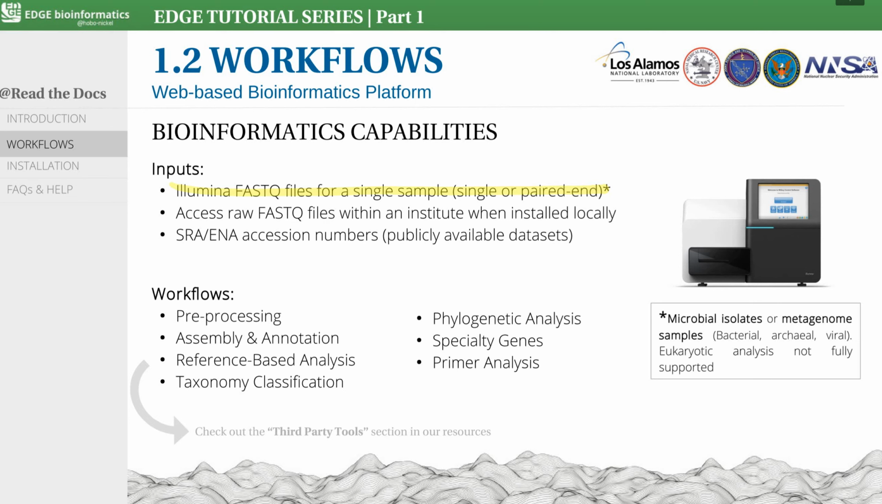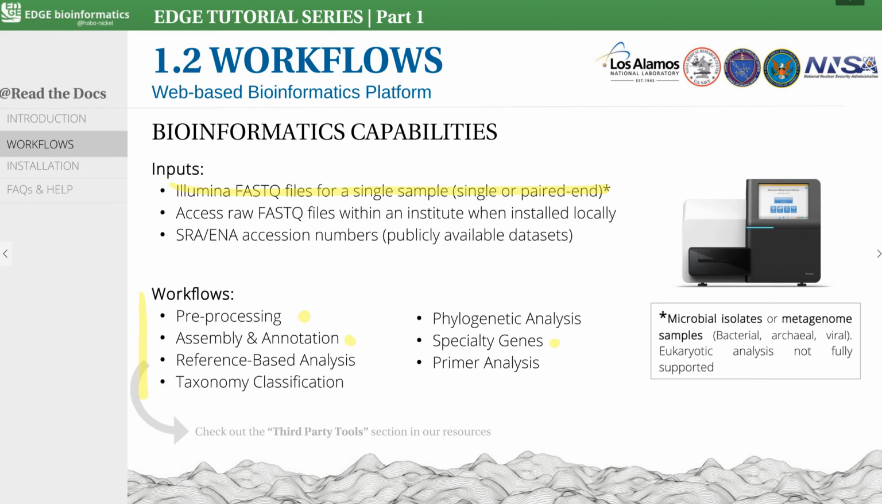Using easy on and off toggle switches in the EDGE interface, users choose which bioinformatics modules are applied to each sample. The workflow is overviewed here. For example, turning the preprocessing module on will initiate sample quality and filtering. Assembly will stitch the genome back together, and annotation will help identify genes. Users looking for antibiotic resistance or virulence factors may be interested in the specialty gene module.